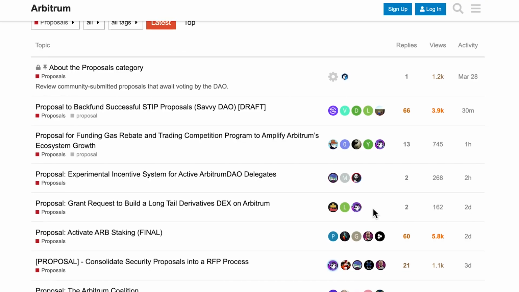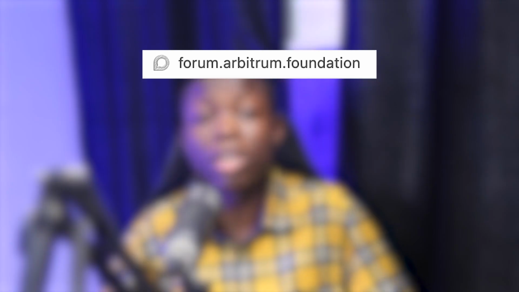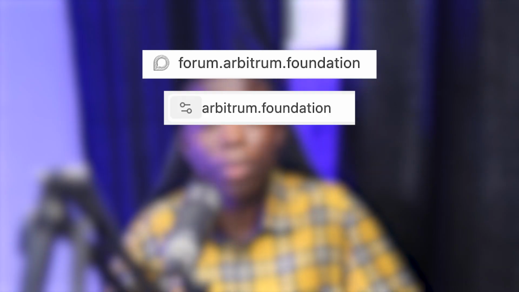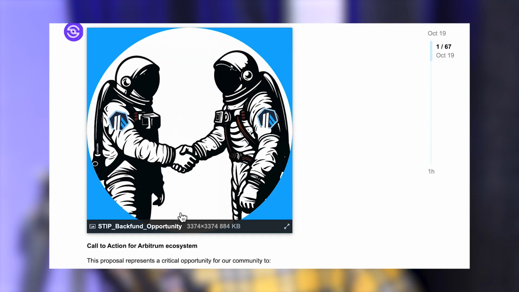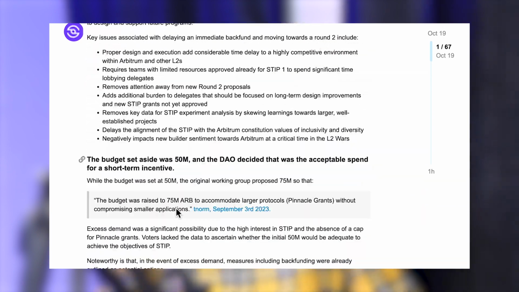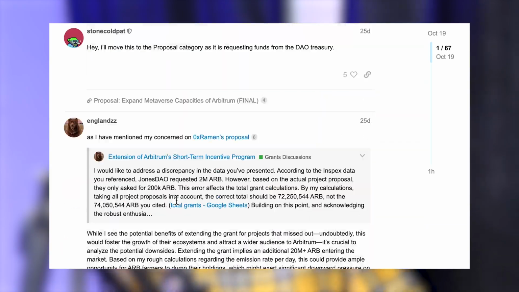Arbitrum governance proposals are submitted and voted on by the community. This means you need to stay informed by regularly checking the Arbitrum official governance platforms, such as the Arbitrum forum, Arbitrum website, or their social media channels for updates on new proposals and discussions. Also, make sure to review all of the details of each proposal to understand the changes it proposes. When a governance proposal is up for voting, it's your chance to make your voice heard.